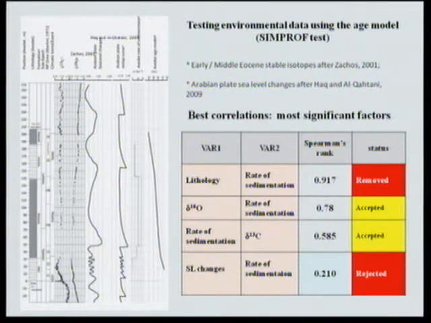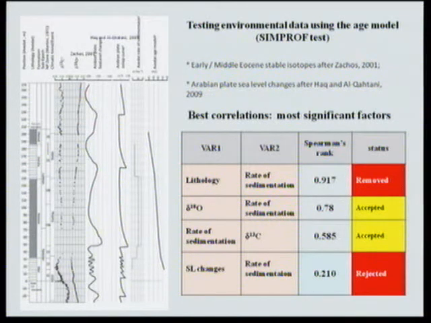What is the best correlation? What is the most significant factor that influenced the Levant region at that time? The first, and this is the test, and the tests give us these results. Lithology is well correlated, and we're using the Spearman rank because this is not a parametric test.